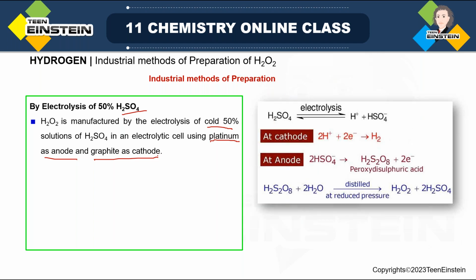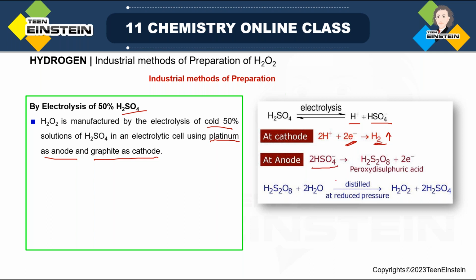So this is the electrolysis. When we are talking about H2SO4, obviously there will be the cation H+ and HSO4-, that is the anode. Now this H+ goes to the cathode, and we know at cathode there is reduction. So this proton will accept an electron at the cathode and be reduced to hydrogen gas.